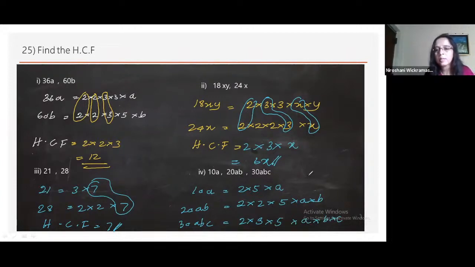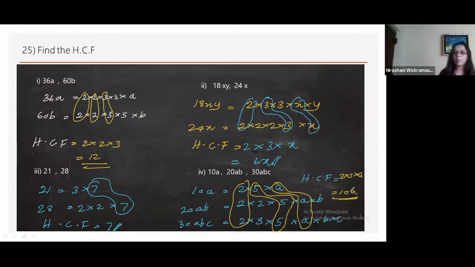So what is the HCF here? 2 is common, 5 is common, and A is common. 2 into 5 into A, 10A. 10A is the common factor here.